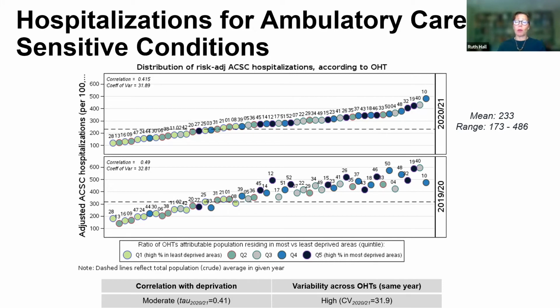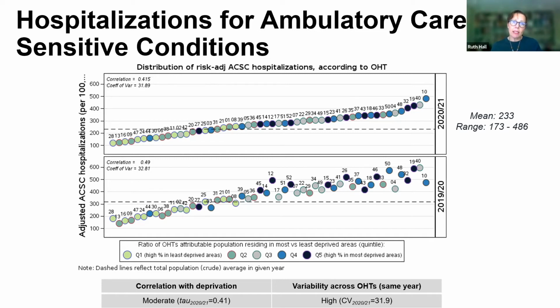In 2021, we saw a decrease compared to the previous year. In fact, it was around a 27% decrease from previous years. And we see wide variation across the OHTs, almost a threefold variation, from 173 per 100,000 to 486.